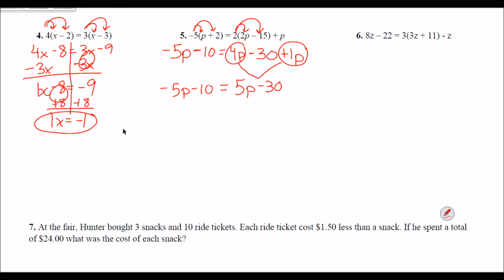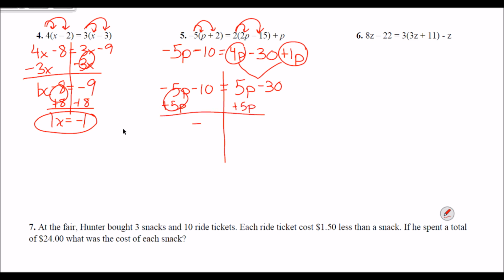Now, because I have my like terms together, I had the parentheses taken care of, I'm now ready to solve the equation by drawing the line in. I notice I have a negative 5p on the left and a positive 5p on the right. So they are not the same, okay? So what we need to do is we need to move the smaller of the two. So that negative 5p is what we want to move by adding 5p to each side.